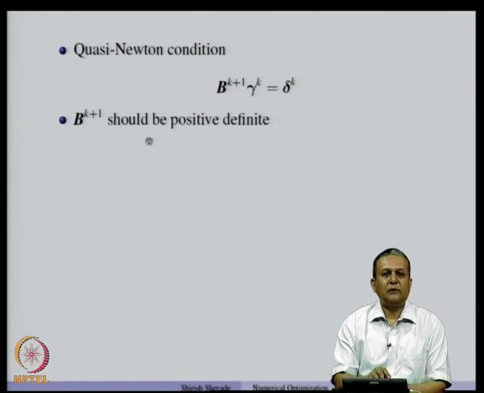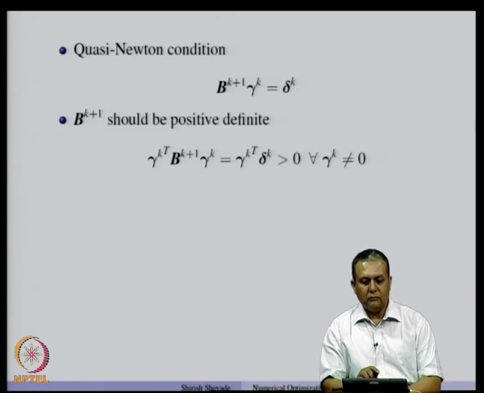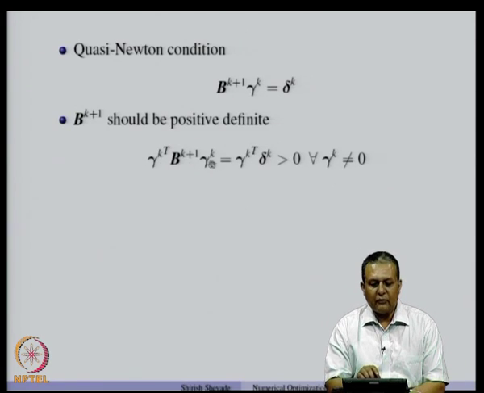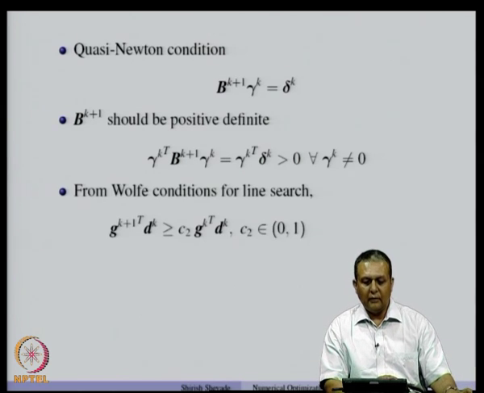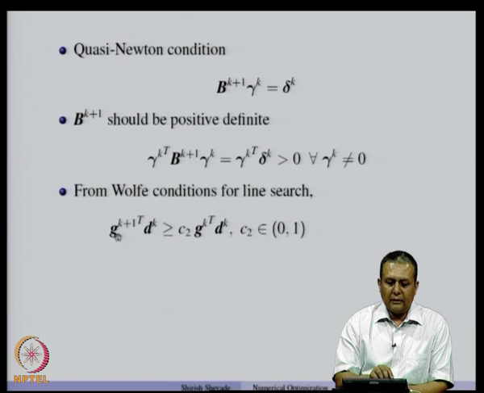Now, certainly Bk plus 1 we want it to be positive definite. Now, gamma k transpose Bk plus 1 gamma k is nothing but gamma k transpose delta k, and that is greater than 0 for all gamma k not equal to 0 if we use Wolff conditions for line search. Or in other words, suppose you take Wolff conditions for line search.